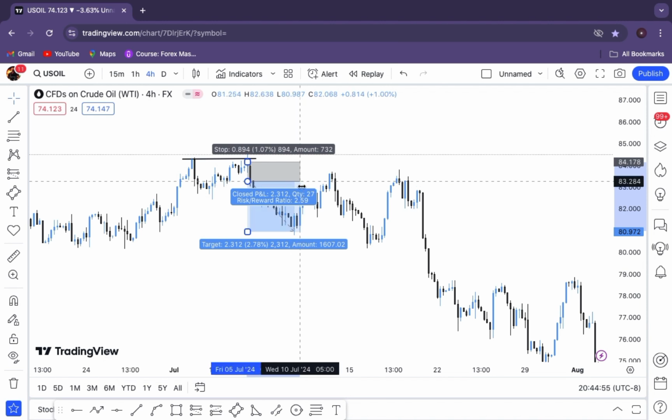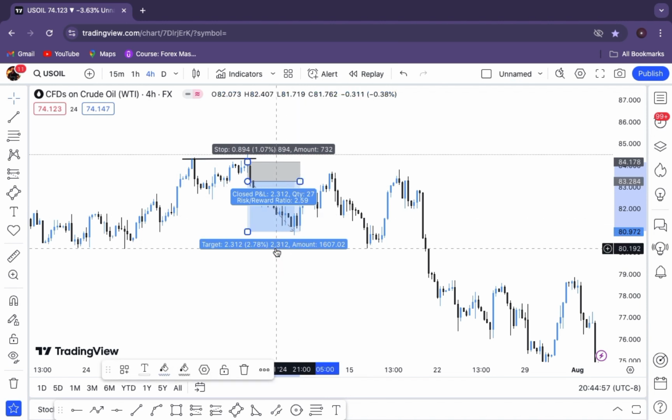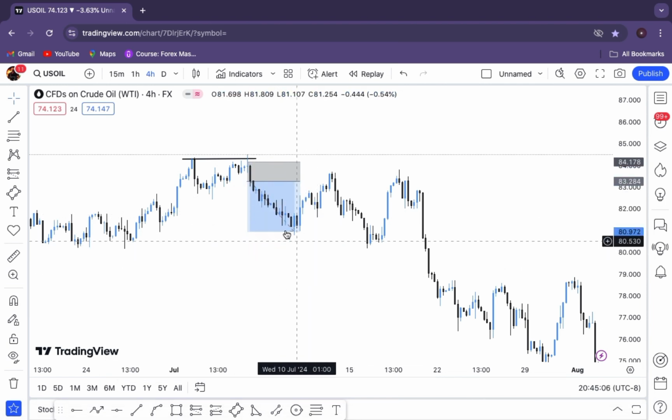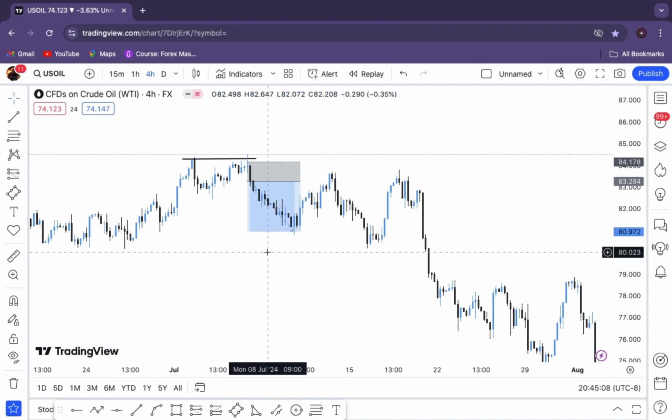This is how you would have banked almost 230 pips. This is 230 pips on oil. So like this, you would have taken your trade here and just let this trade run. Boom, you get your TP smash.